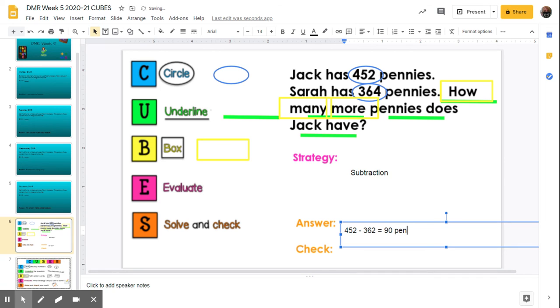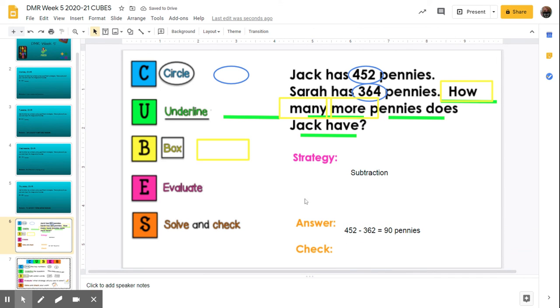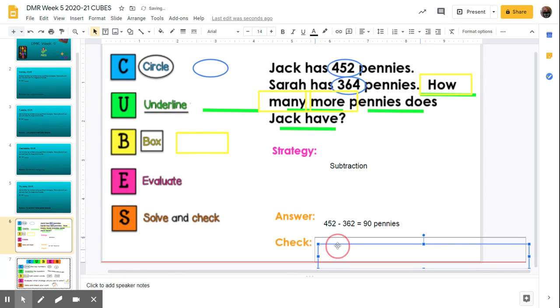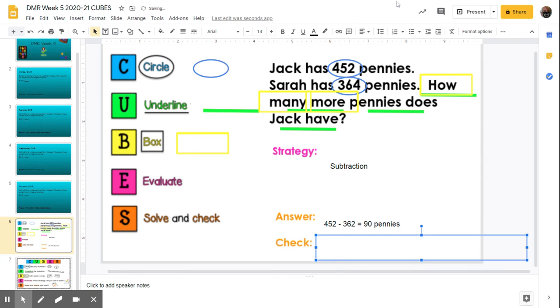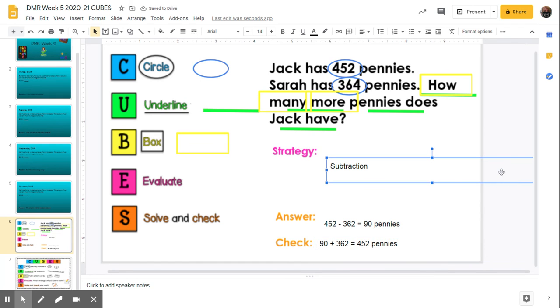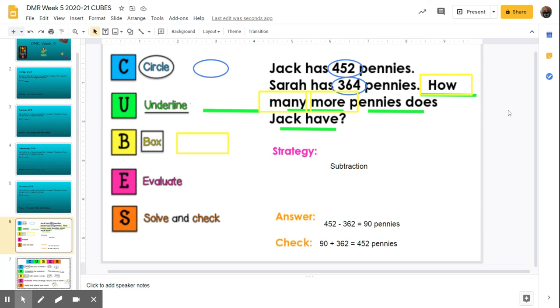90 pennies. Now, we learned before how to check this. So I'm going to put another text box right here, and I'm going to check it. I'm going to take my answer, 90 plus 362, and when I add that together, I get 452 pennies, and that tells me my answer is correct. Okay, so that is how you're going to use the CUBES strategy to help you solve word problems in math.